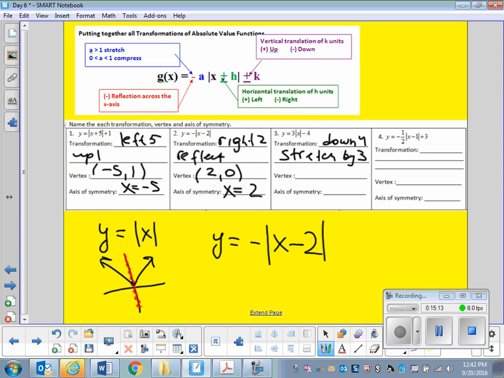When I look at this current function and then I stretch it by 3, does the vertex move? No, because it's at 0, 0, right? Nothing changes. Even if I multiply by 3, the 0 still stays. And then I move it down by 4. So what happens to the vertex? It goes down 4. So what is the new vertex? 0, negative 4, right? Because it moved down. And what is my axis of symmetry? Did it change? No. Jaden? Yeah, 0. So x equals 0.